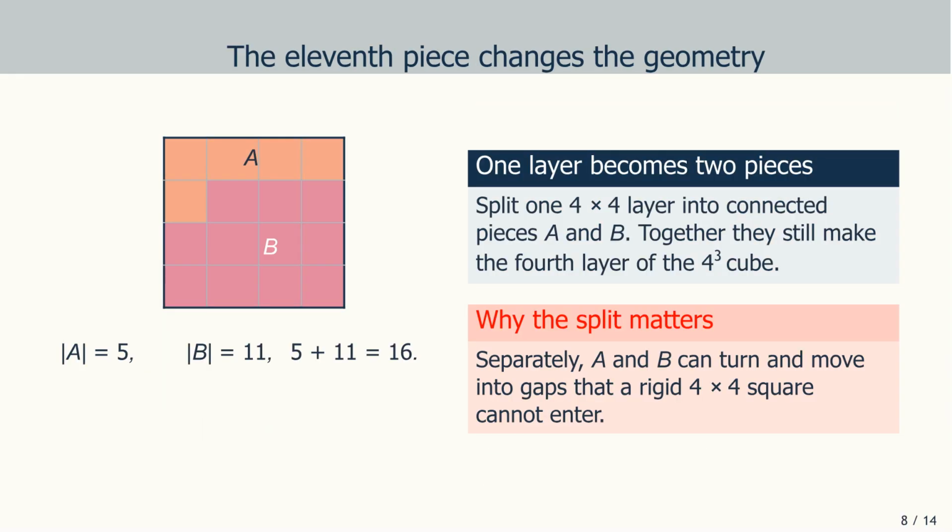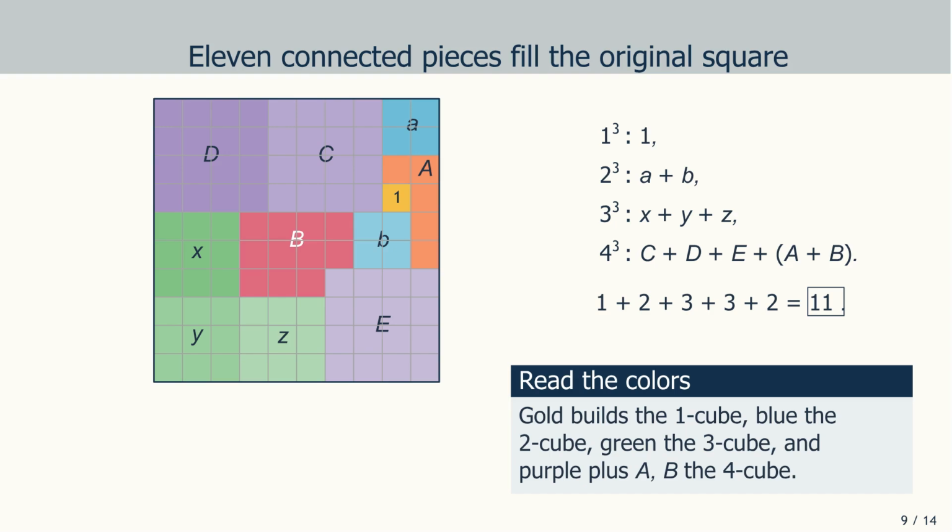The 11th piece fundamentally changes the geometry. By splitting a 4 by 4 layer into two connected pieces, A and B, we can fill gaps that a rigid square cannot. This split is essential to making the construction possible. With 11 connected pieces, we can finally fill the original square.